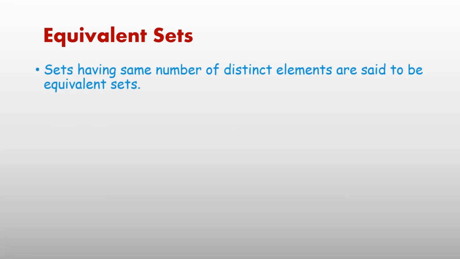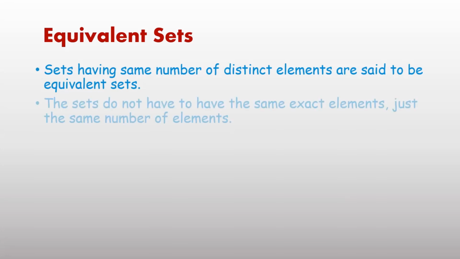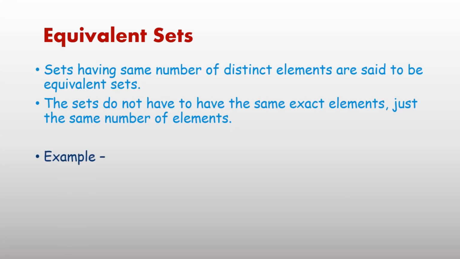Now next up, equivalent sets. Sets having same number of distinct elements are said to be equivalent set. Means two sets having same number of elements. It is not necessary having the same elements, same number of elements is known as equivalent set. It implies equal sets are always equivalent sets, but equivalent sets are not always equal sets.